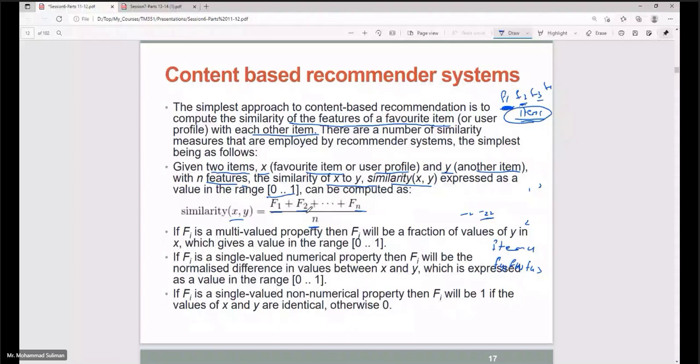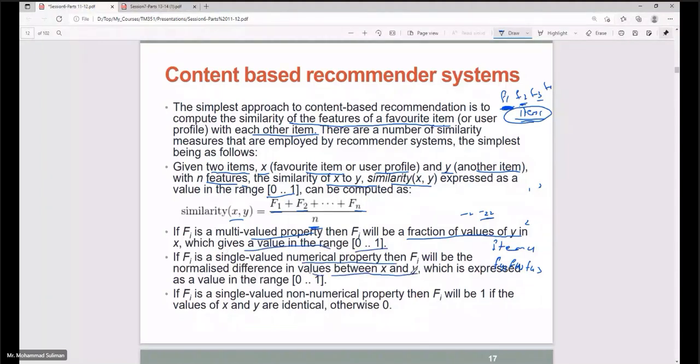If it is a multi-value property, then there will be a fraction value of y in x, which gives a value in the range 0 to 1. If f of i is a single value numerical property, then its value between x and y is expressed in a range of 0 to 1. And if it is a single value non-numerical property, then it will be 1 if the values of x and y are identical, otherwise it will be 0.